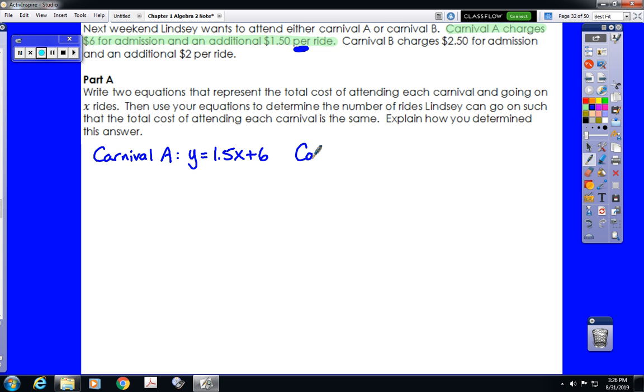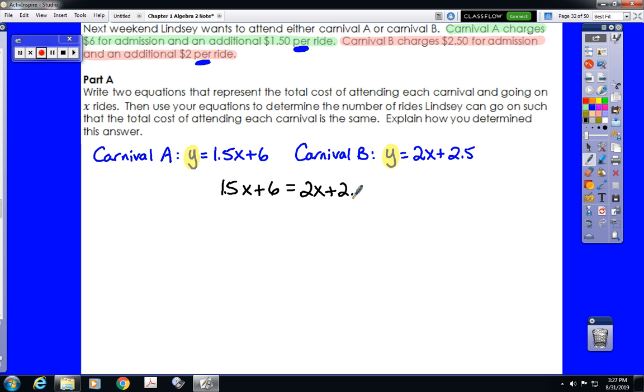Carnival B is described in the next sentence. It says, Carnival B charges $2.50 for admission and an additional $2, and again, there's that key word, per ride, which tells you 2 is your slope. y equals 2x plus $2.50 to get in, or 2.5. Now this is exactly like the last problem we did, in that we have two carnivals. We're asked to figure out when their costs are equal. So we are going to set the right sides of those equations equal to each other.